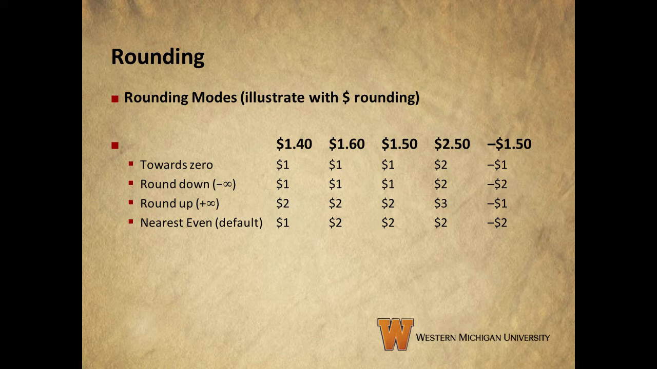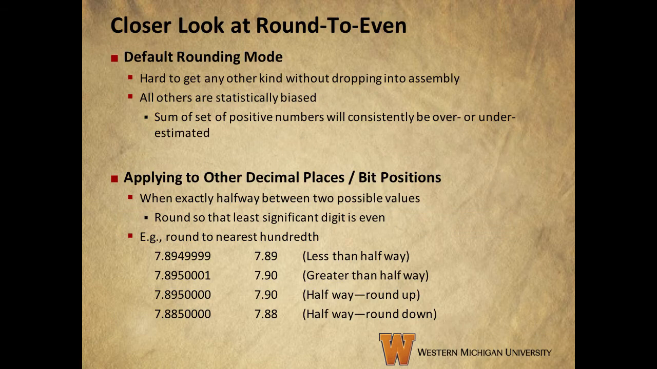This table shows some examples of various types of rounding operations. Notice that the last option, nearest even, is the default behavior that we will be using. So let's take a closer look at round to even and what it looks like for fractional values. There are a couple of advantages to using round to even that we should be aware of. First of all, it's very difficult to implement any other kind of rounding without dropping into assembly, which can be fun, but it's also time-consuming and somewhat difficult to do well. Also, any rounding option other than round to even ends up being statistically biased. This means that summing a set of positive rounded numbers will be consistently over or underestimated.